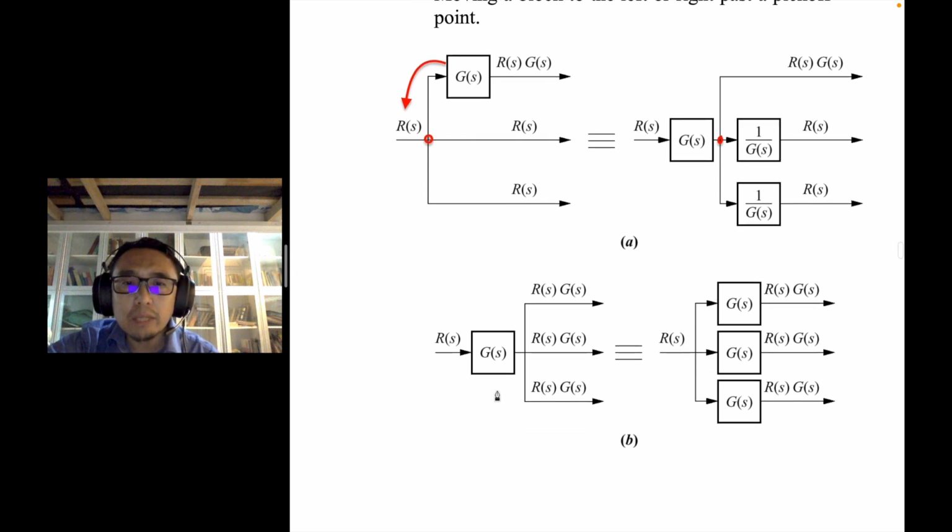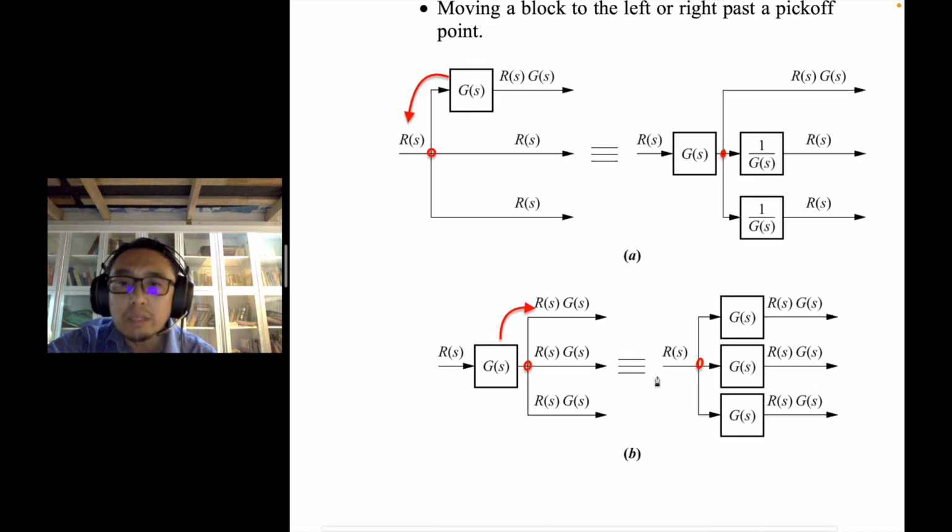Next is what happens if you want to move this block from before the pickoff point to after the pickoff point. So this is what's going to happen. G will be, from originally here, you want to move after the pickoff point. Then what happens is you have to add the blocks into all the pickoff points. Okay, so again, this is the pickoff point.